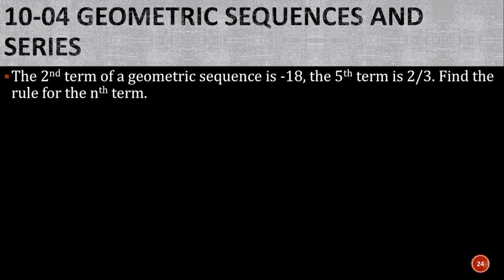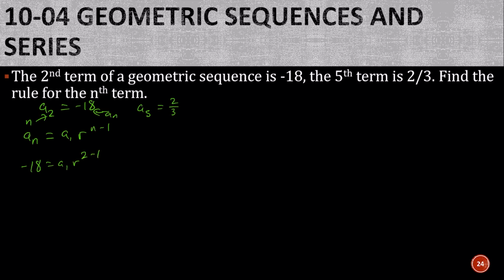The second term of a geometric sequence is negative 18, and the fifth term is 2/3. Find the rule for the nth term. Well, really, we have 2 points. We know that a2 is negative 18, and we know that a5 is 2/3. But I don't know a1 and I don't know r. What I could do is take the formula and plug in my point. So n is 2 and an is negative 18. So I can fill that in.